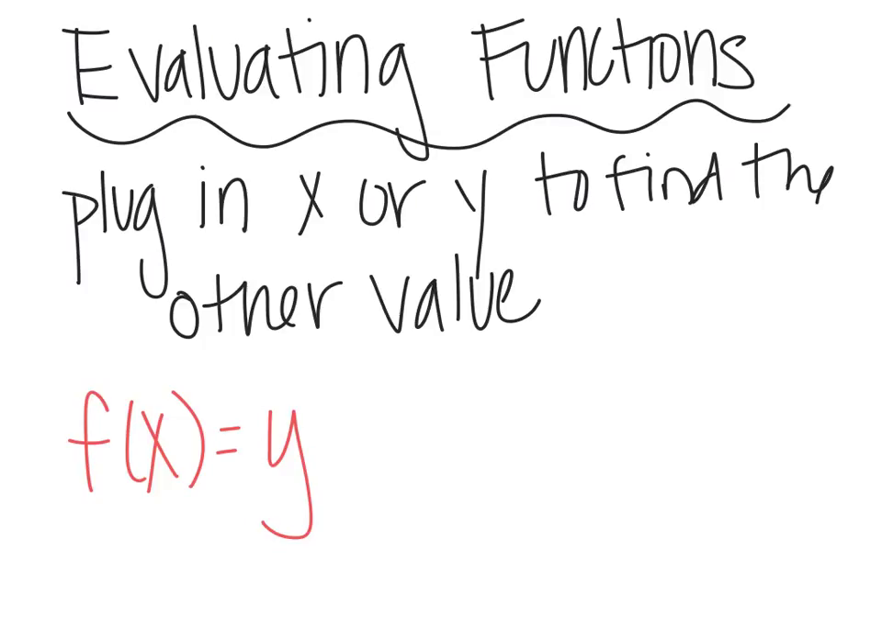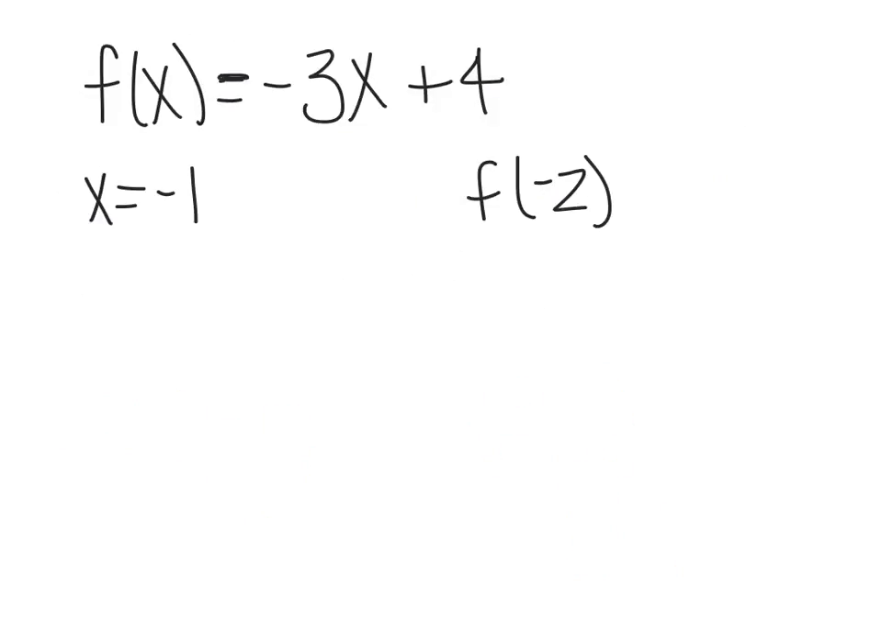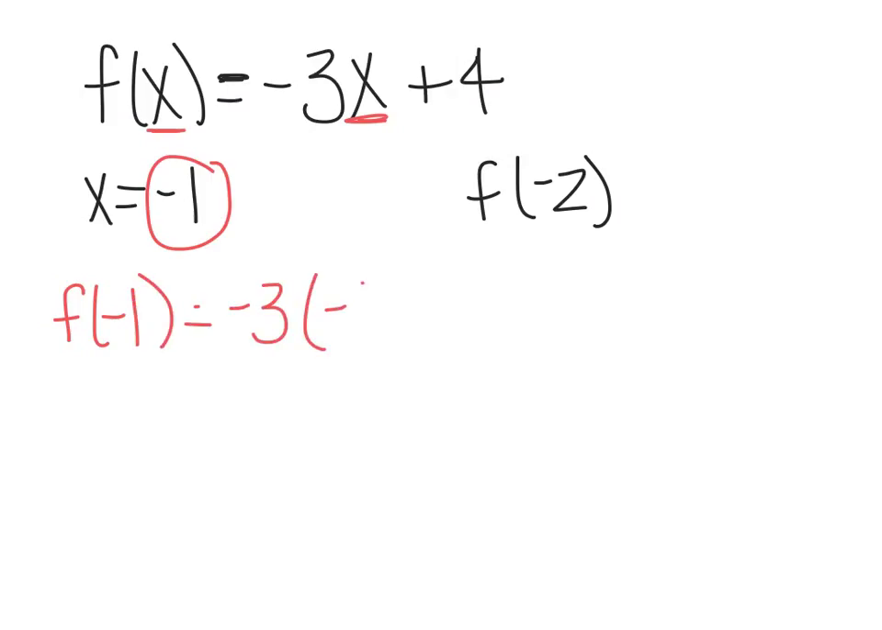And when they give you a number, like let's say they give you f of 4, what they're telling you is that x equals 4. So we have this function, f of x equals negative 3x plus 4, and they give us x equals negative 1. So we're going to take this negative 1 and put it in every time we see an x. So that would be f of negative 1 equals negative 3, parentheses, negative 1, plus 4.